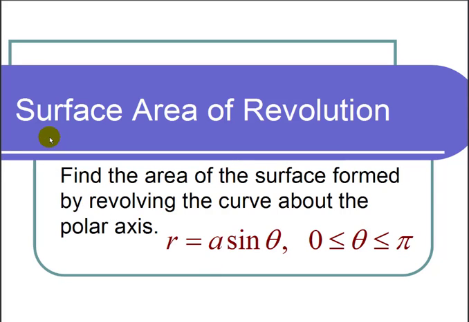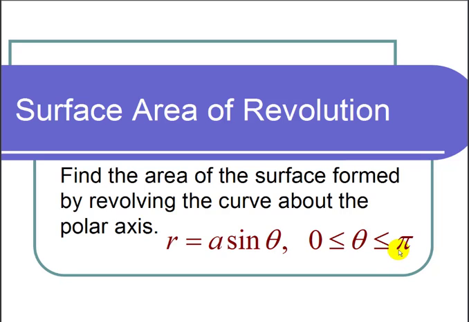This is a video on the surface area of revolution. The question states, find the area of the surface formed by revolving the curve about the polar axis. And our curve is r equals a sine theta for theta between 0 and pi.